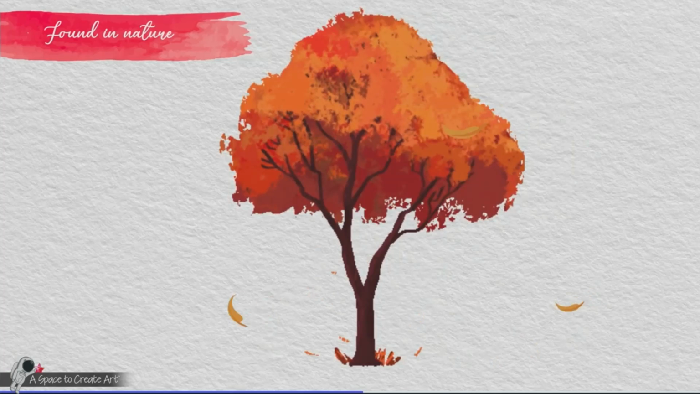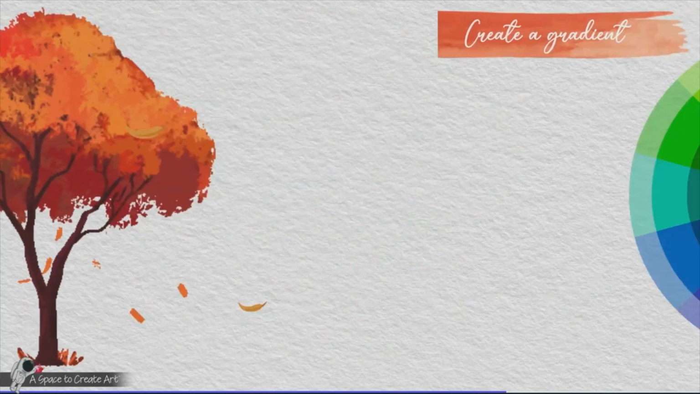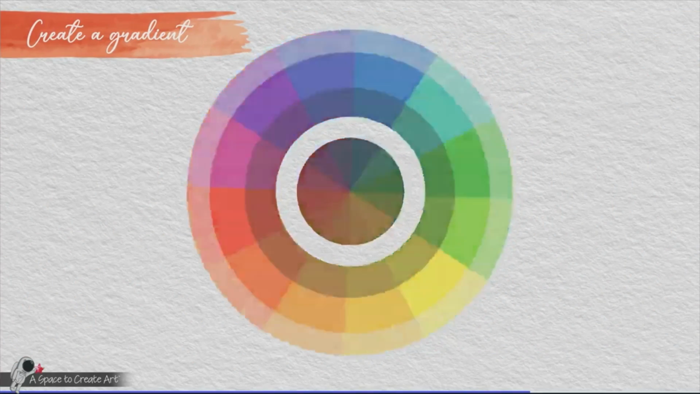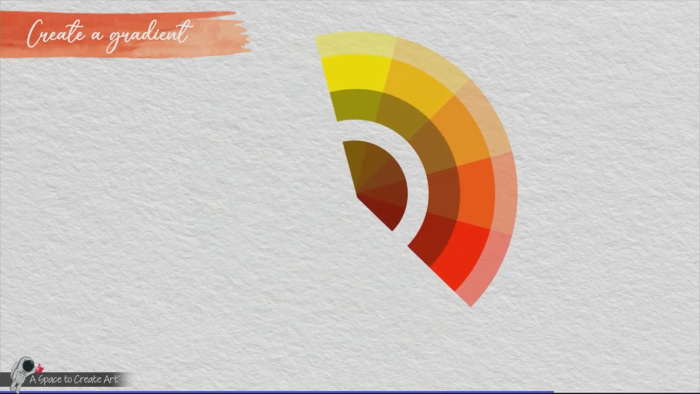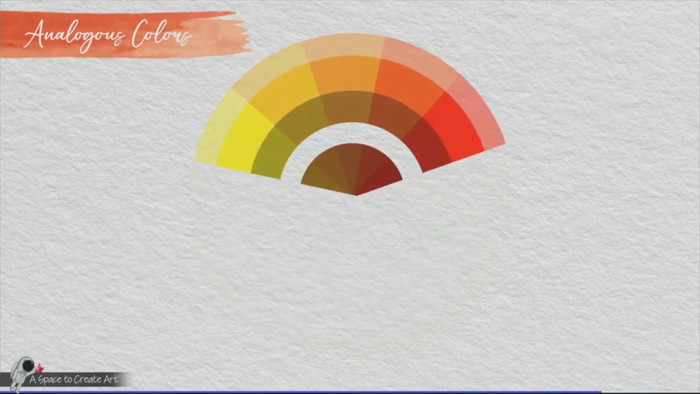You can find these color schemes in nature. For example, during the fall, you might see the changing leaves form an analogous color scheme. Progressively moving through the color wheel to create a gradient. Analogous colors.